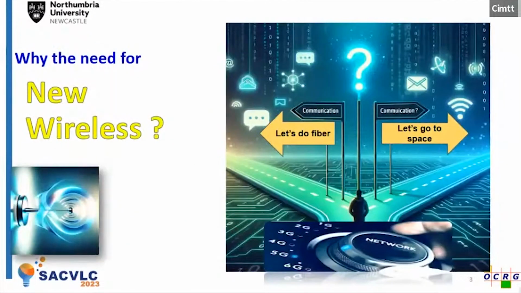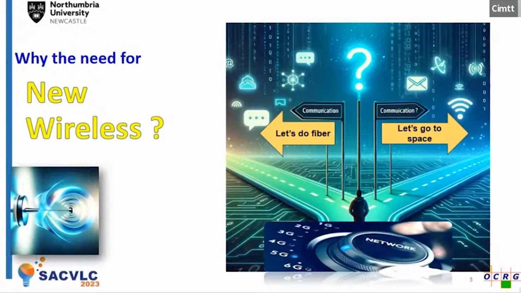I start with a simple slide asking: why do we need a new wireless? As you know, any concept is driven by a need for something, otherwise there would be no need. I want to engage the audience and get more people involved. What will a new wireless bring for me in principle?